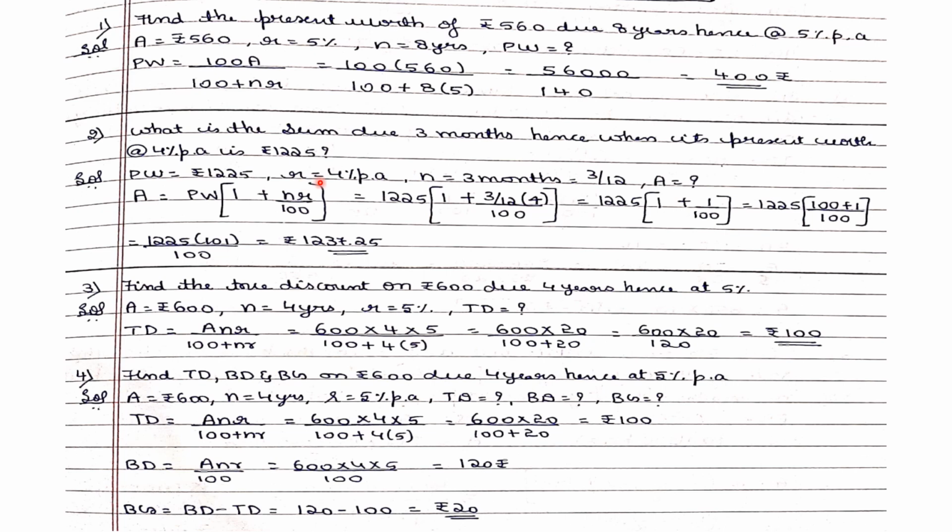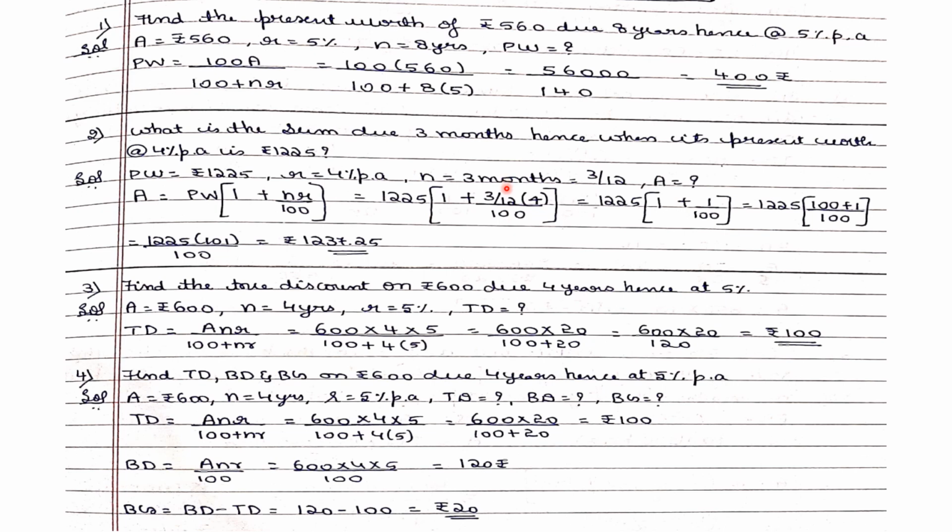Rate percent is 4% and due time n is equal to 3 months, that is 3 by 12. So it will become 1 by 4, or you can keep it as 3 by 12 itself. So what's the formula for that? PW into (1 plus nr by 100). Amount you don't know, you have to calculate. So present worth is 1225, 1 plus n value is 3 by 12, r value is 4 divided by 100.